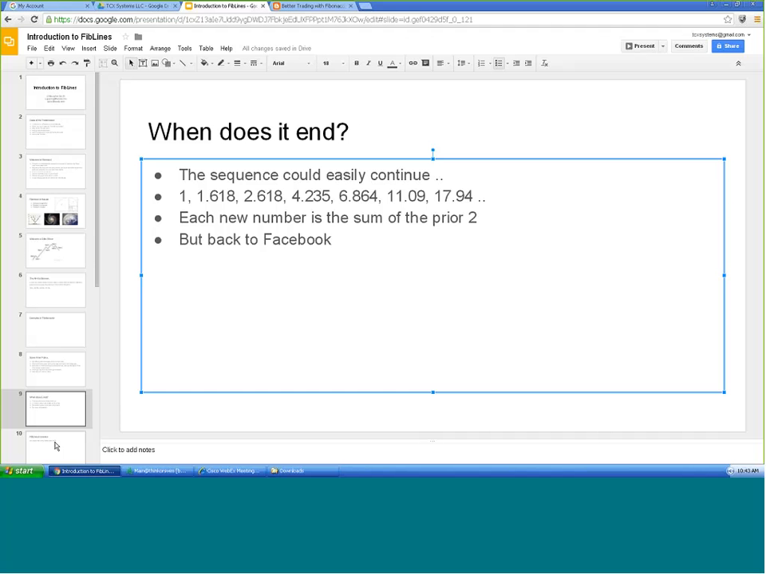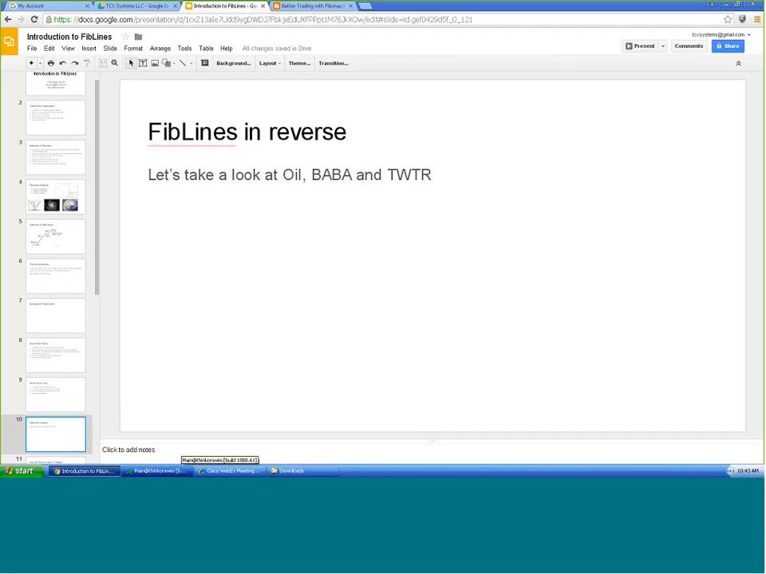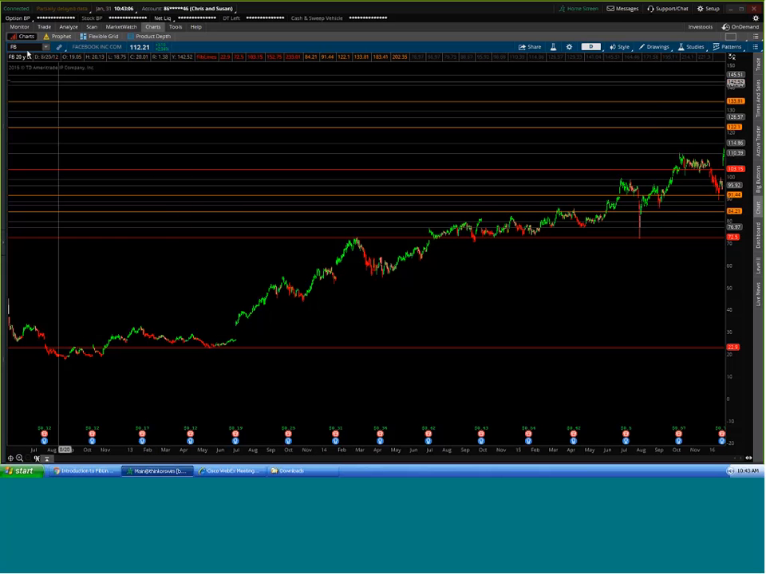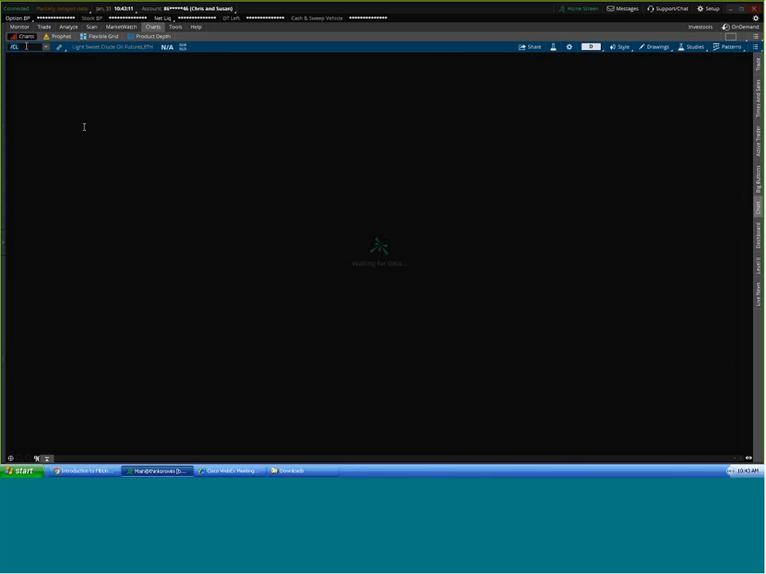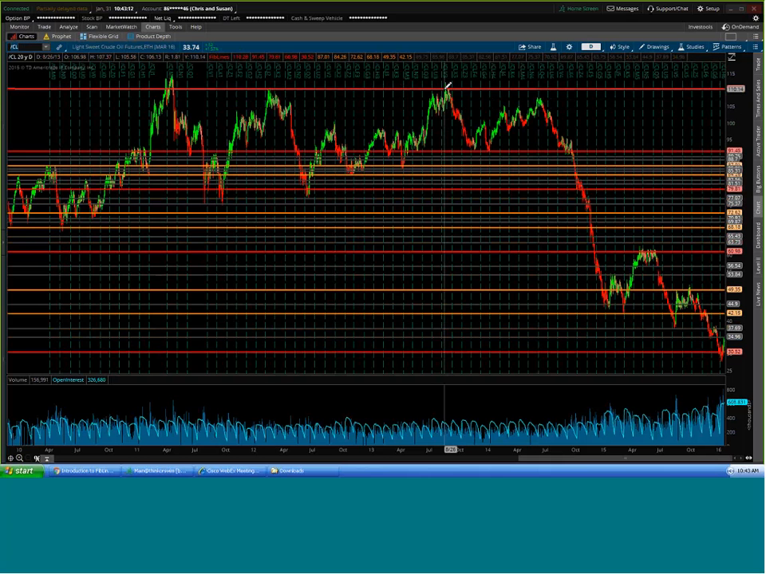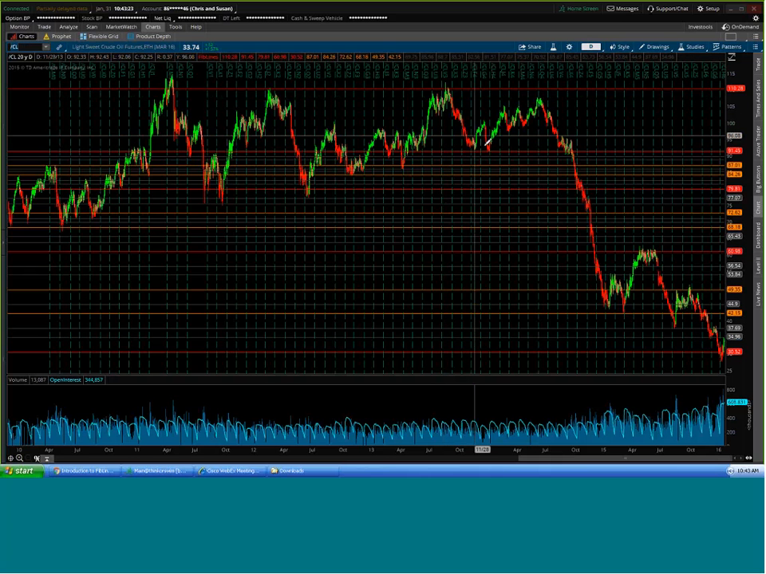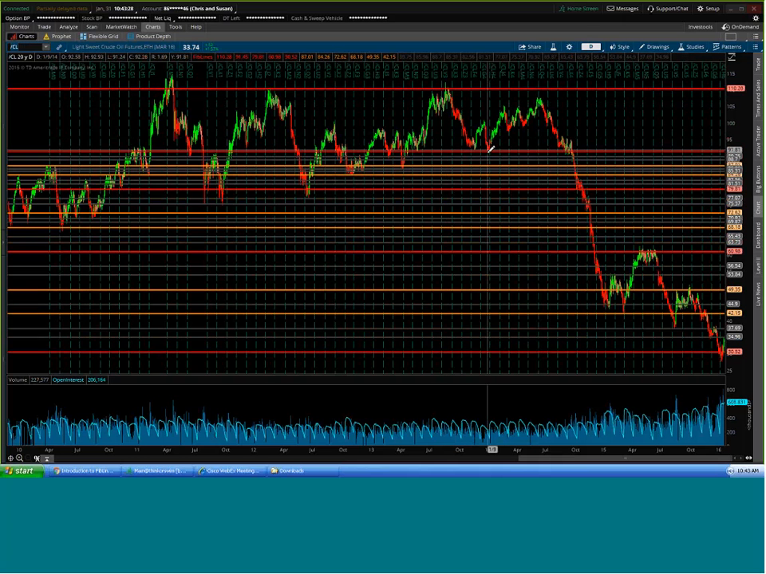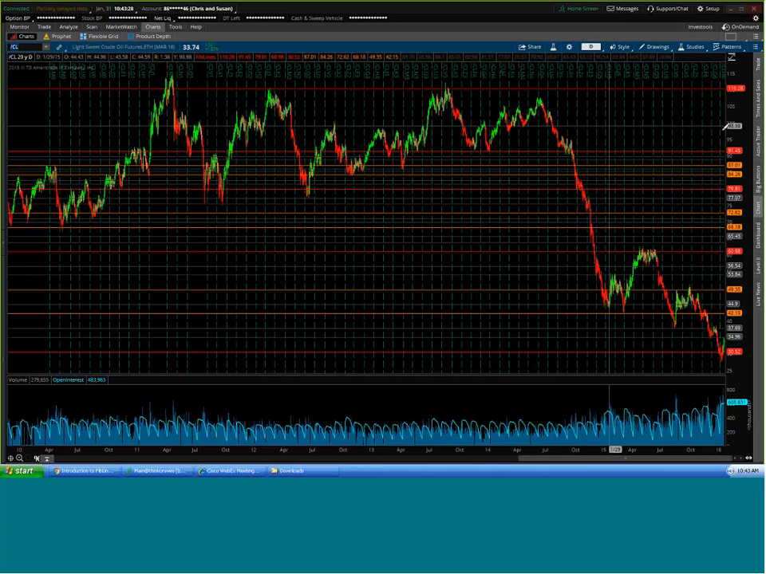Okay, so that's fib lines. What about the downside? Well, it does work in reverse as well. Let's take a look at crude oil. As we know, energy has been in a major bear market for the last year or two. So in this case, I found the top of Elliott Wave 1 right up here at about 110, being the beginning of Elliott Wave 1, and the bottom of Elliott Wave 1 right here at the 90 level.